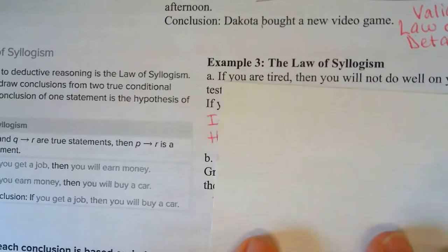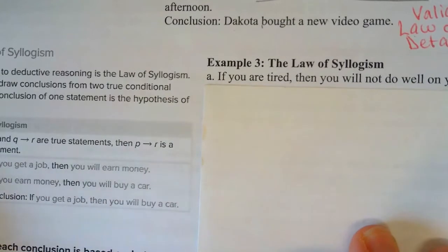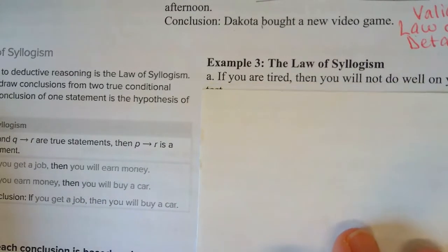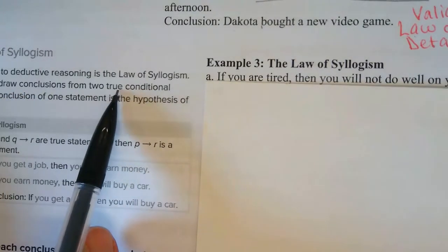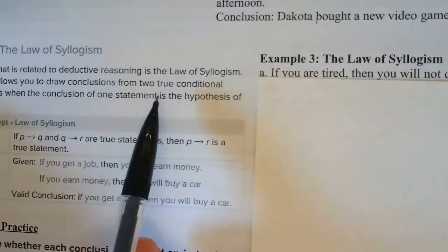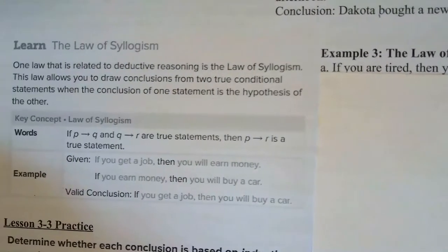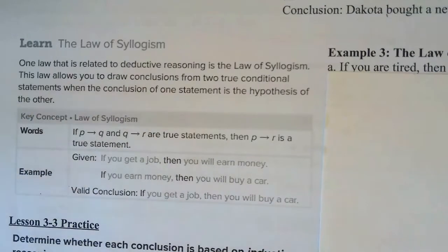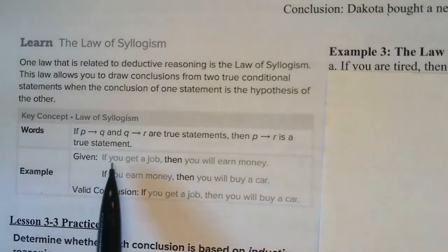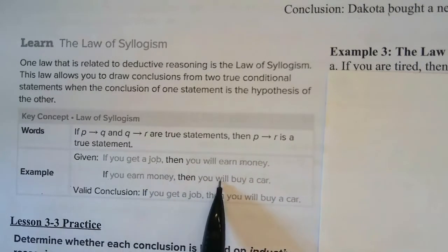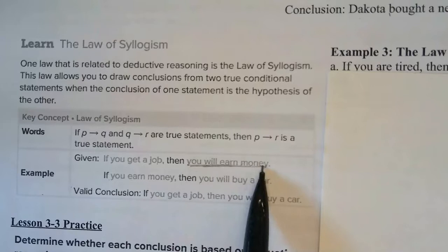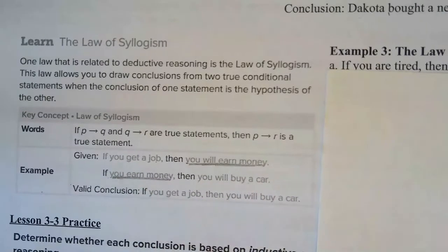Okay, the other law that we talk about in this section is law of syllogism. So this law allows you to draw conclusions from two conditional statements when the conclusion of one statement is the hypothesis of the other. For example, if you get a job, then you will earn money. If you earn money, then you will buy a car. The conclusion of the first matches the hypothesis of the second. That is what has to happen in order for it to be law of syllogism.